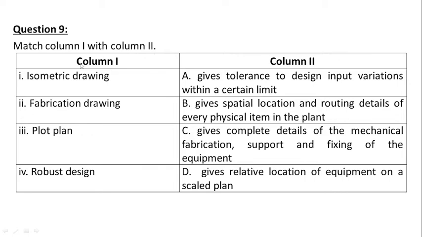Then match column 1 with column 2. Like, what is an isometric drawing? An isometric drawing gives spatial location and routing details of every physical item in the plant. Yes. Then fabrication drawing. C is the answer, sir. C.